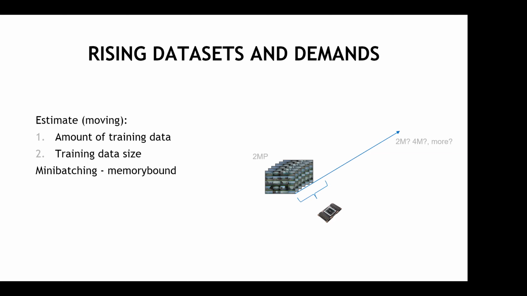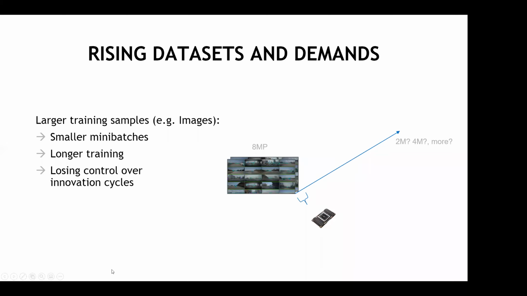There's another interesting aspect coming into play. At the same time, looking at, for example, computer vision, cameras, all sensors get better resolution. So there are two trends overlaying here. One is the data set is rising and the data quality is going up. And that ultimately means even more data. Now, what does it mean for a memory bound problem? Our batches get slower. And ultimately, this means we're losing control over our innovation cycles. So just the typical nature of the project means we are losing control over the innovation cycles.